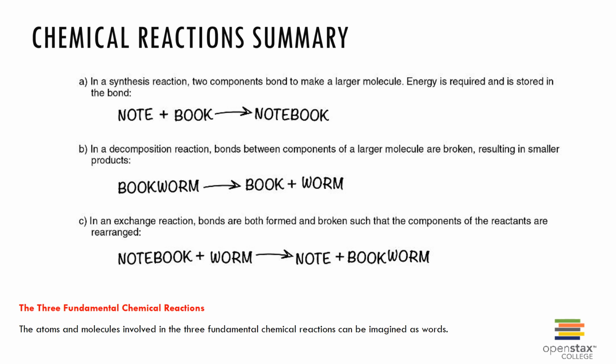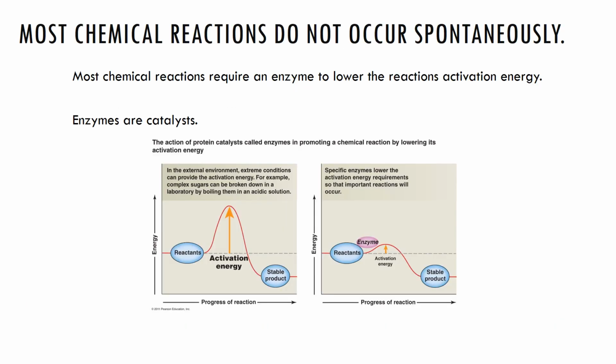In a decomposition reaction, bonds between components of a larger molecule are broken down. They're basically the reverse of synthesis reactions. They involve the breaking of bonds, and they're catabolic. In an exchange reaction, which are also called displacement reactions, bonds are being made and broken. So we're taking notebook plus worm and creating note plus bookworm. So you can see that we're both breaking and making bonds. Now, most chemical reactions do not occur spontaneously.